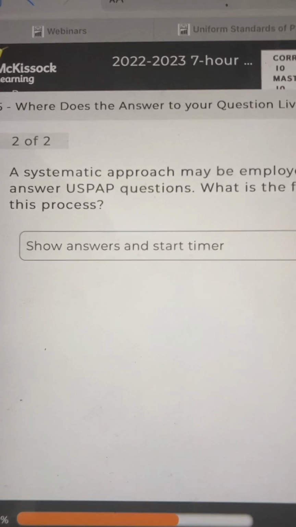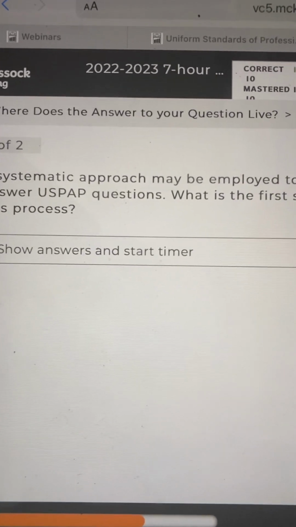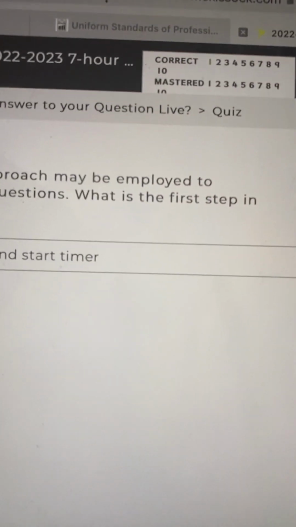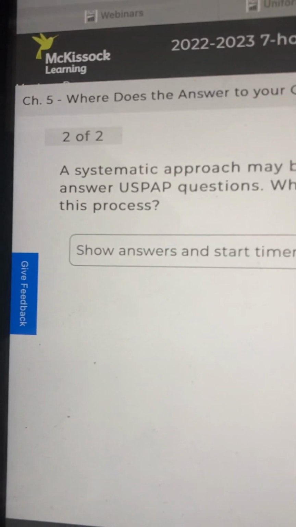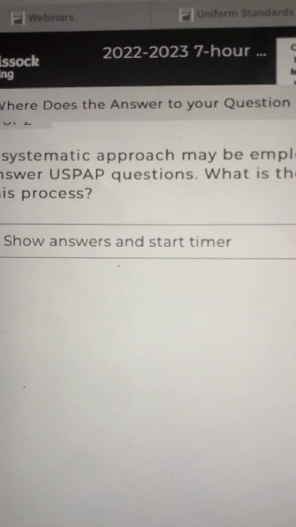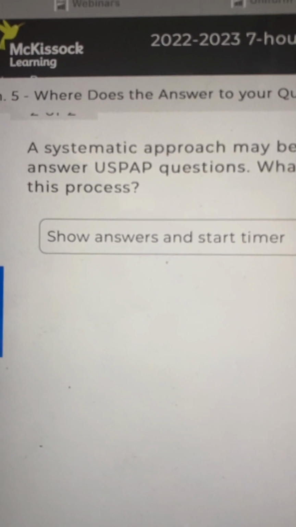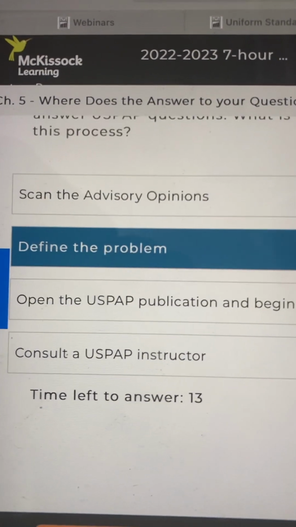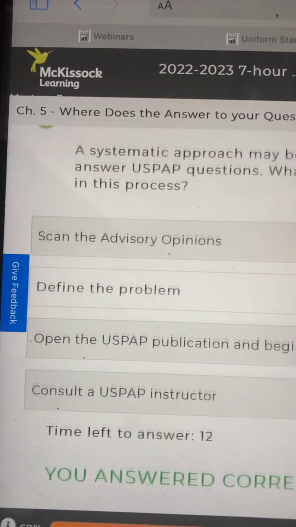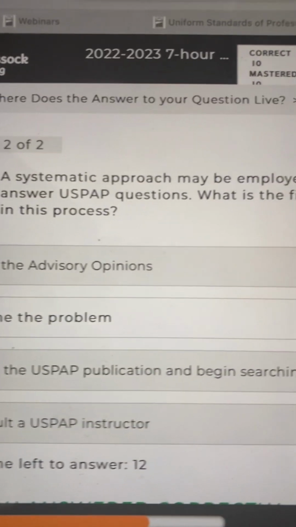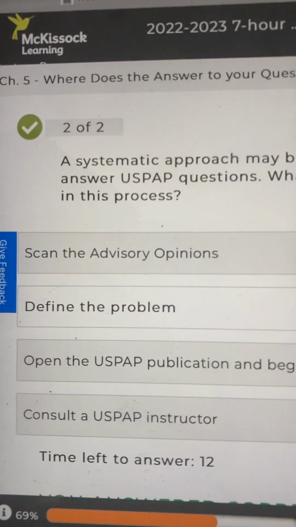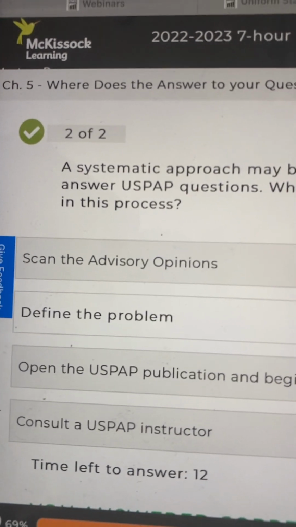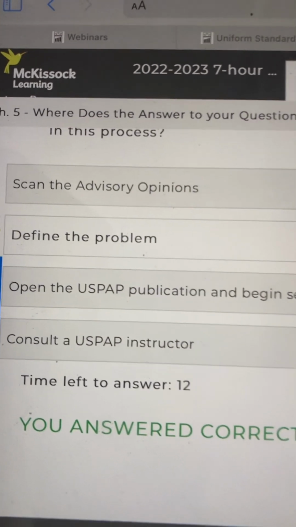Number 2, a systematic approach may be employed to answer USPAP questions. What is the first step in this process? Scan the advisory opinions, define the problem, open the USPAP application, or consult an instructor. You got it right. So remember, a systematic approach may be employed to answer USPAP questions. What is the first step in this process? You said define the problem, and that was correct.